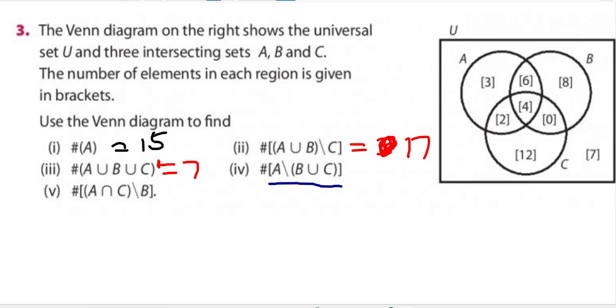Okay, guys. Everything that's in A that's not in B union C. So here's A. Which parts are in B and C? B union C. That part, and so what's left over? 3. 3 is your answer.